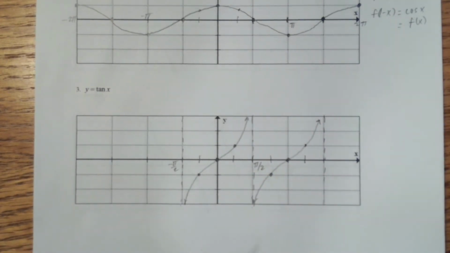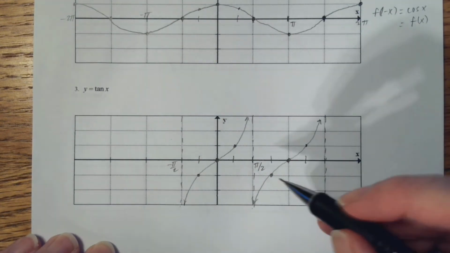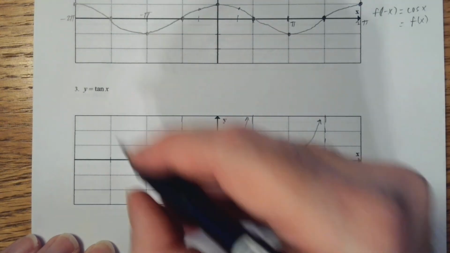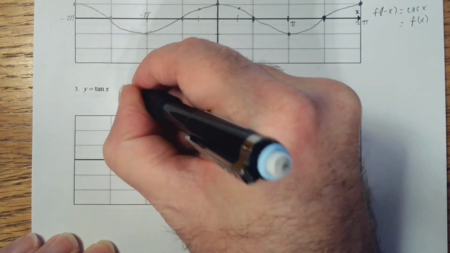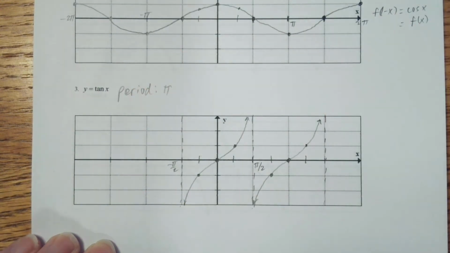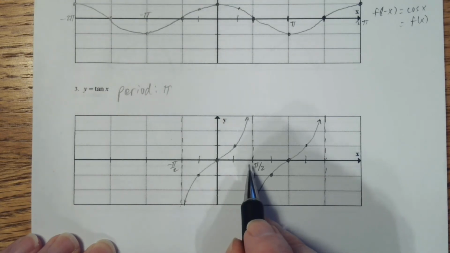I'm going to go ahead and do my autofocus real quick here. All right, so first of all, you'll notice there is no amplitude. This thing goes up forever and down forever. But we do have a period of pi, so that's different. So from negative pi over 2 to pi over 2, that's a period of pi.